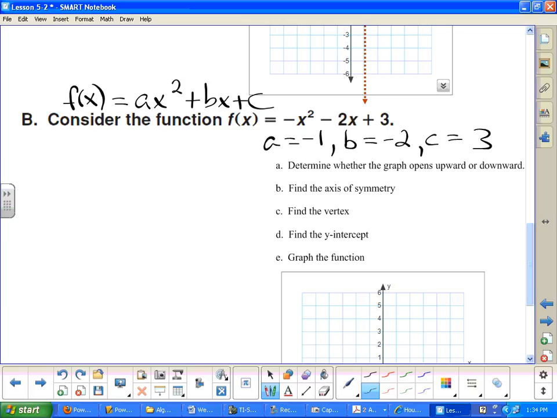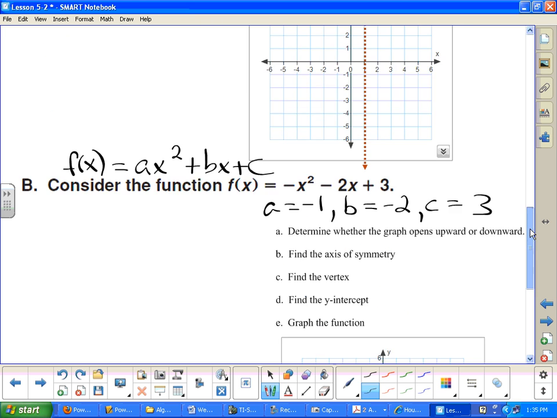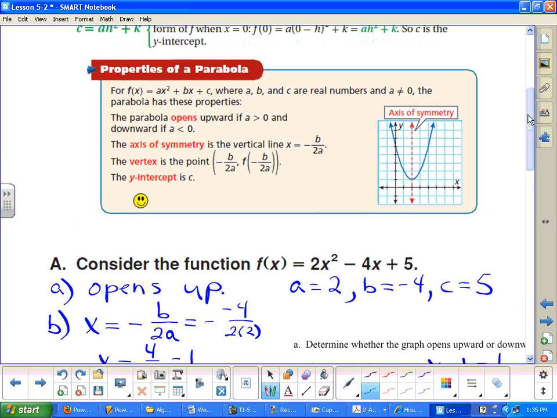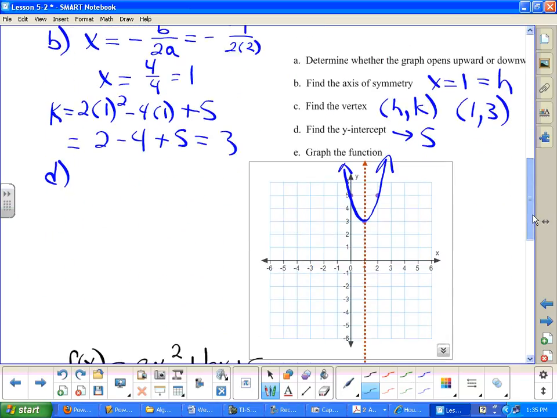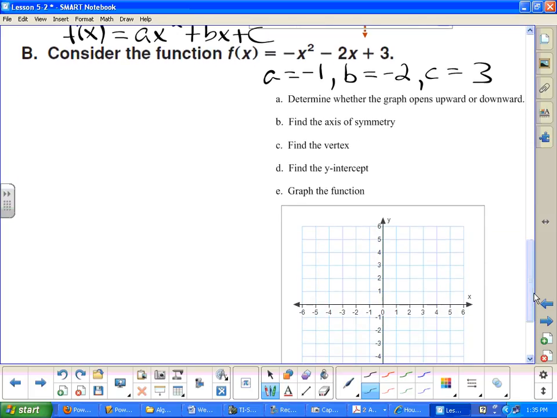All right, so then to find all these other things, we're just working with those three numbers and using all of these properties for a parabola. Okay. So that's why it's important that you are able to use these properties. So the first one says, all right, it opens upward if a is greater than 0 and downward if a is less than 0. So I always think of it this way, that if a is positive, it smiles. If it's negative, it frowns. Okay. So which way is it open, Caleb? Yeah. Okay. So a, it opens downward.